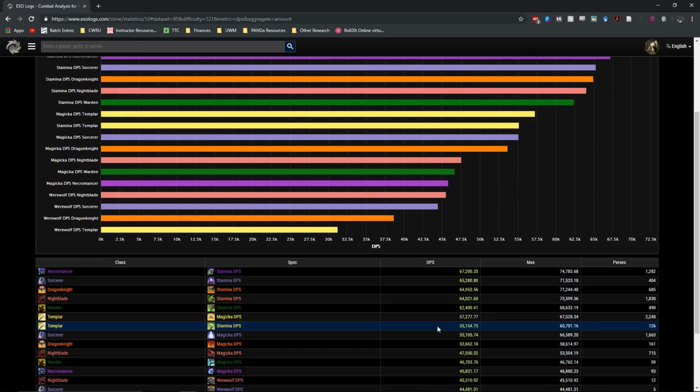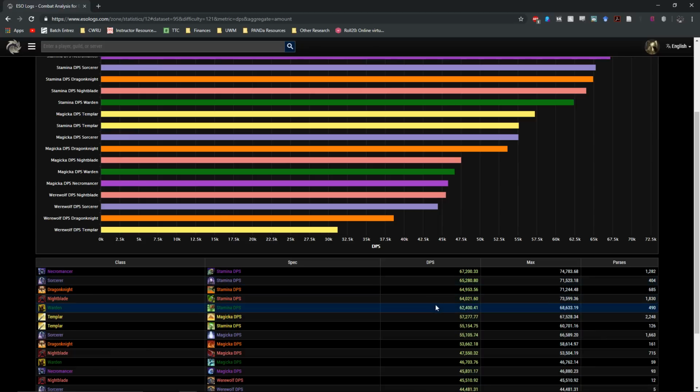Now, people are saying, well, look at this. This is a huge disparity in balance. Obviously, stamina necromancers are incredibly, incredibly strong right now. This is not very well balanced. And there is some truth to it if you just take a look at the average DPS.